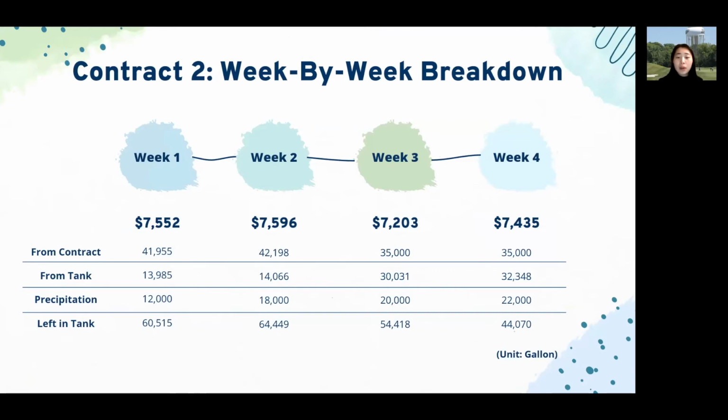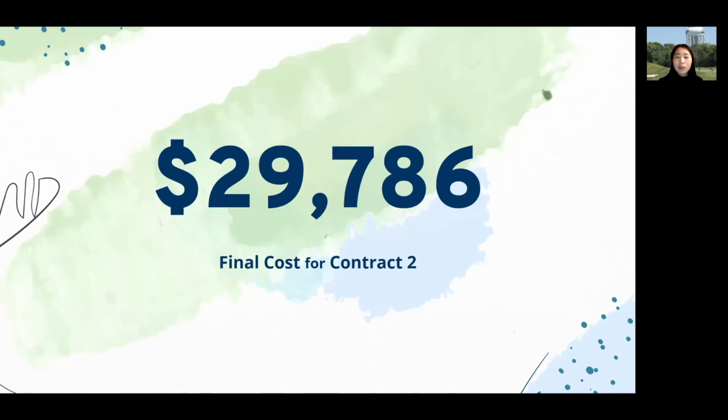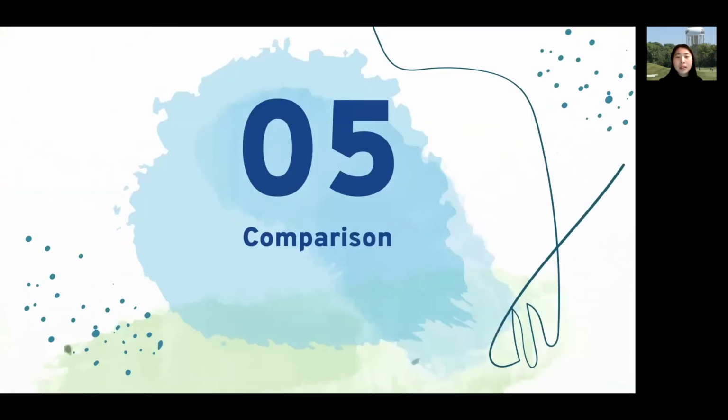This results in a different amount of water usage from the tank for week 3 and 4, which is 30,031 gallons and 32,348 gallons. Also, this results in a different amount of water that is left in the tank, which is 54,418 gallons for week 3 and 44,070 gallons for week 4. When you see the weekly cost, it usually lies between 7,200 and 7,600. This results in the final total cost of $29,786 for contract number 2. Now, Piper will go through the comparison and conclusion part.